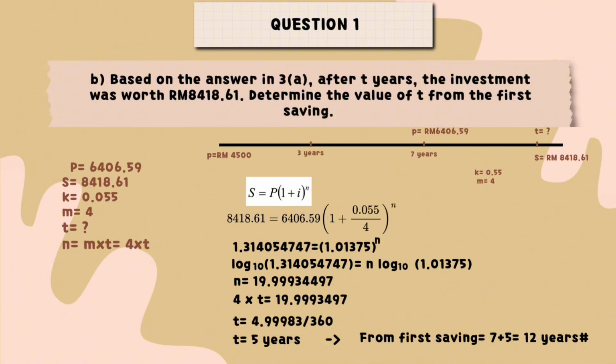K is 0.055 and M is 4. So you will get T equal to 5 years, but 5 years is the period after 7 years. If you want from first saving, you must add 7 plus 5, you will get the final answer 12 years. That's all from me. Thank you.